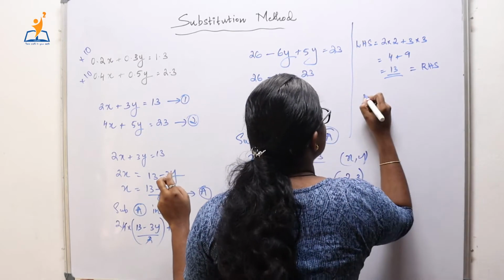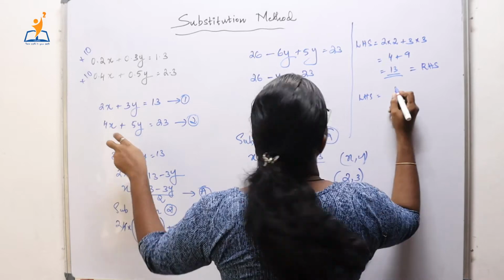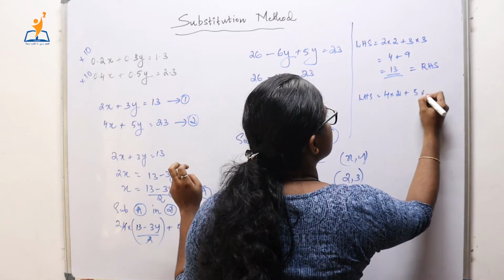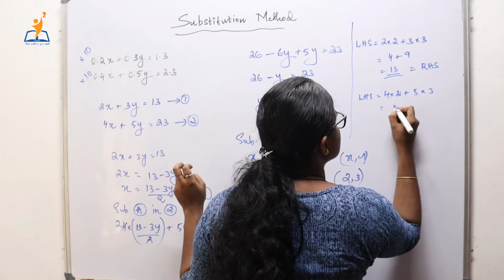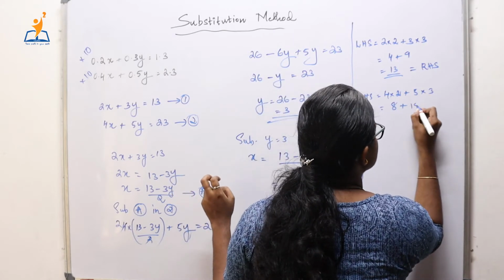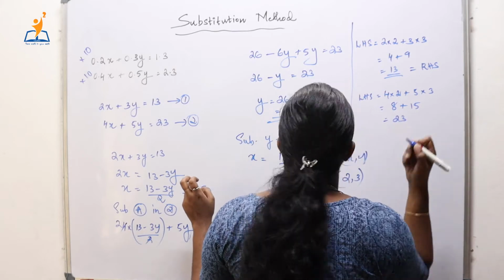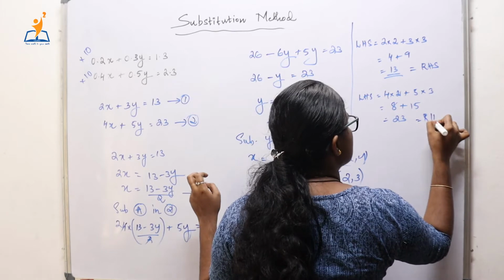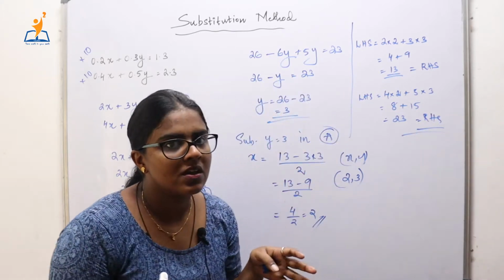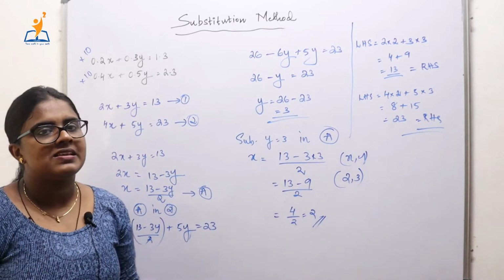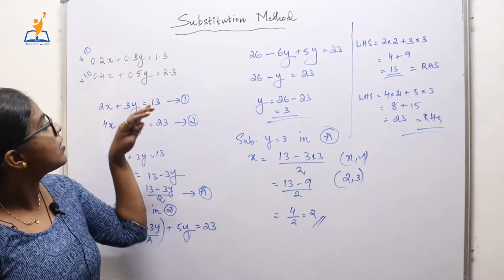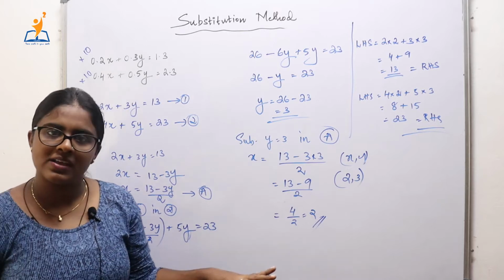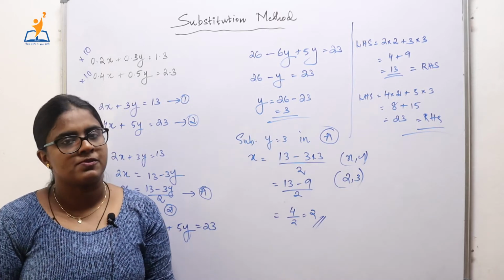Moving on to the second, LHS becomes now 4x. 4 into x is nothing but 2, plus 5 into y. Y is nothing but 3. Now 4 into 2 is 8, plus 5 into 3 is 15, and 15 plus 8 is nothing but 23. Now which is our RHS. So verification part 2 is over. Now that's it. That was this question. For our simplicity, first we have multiplied throughout with 10 and back to the normal steps of substitution method.